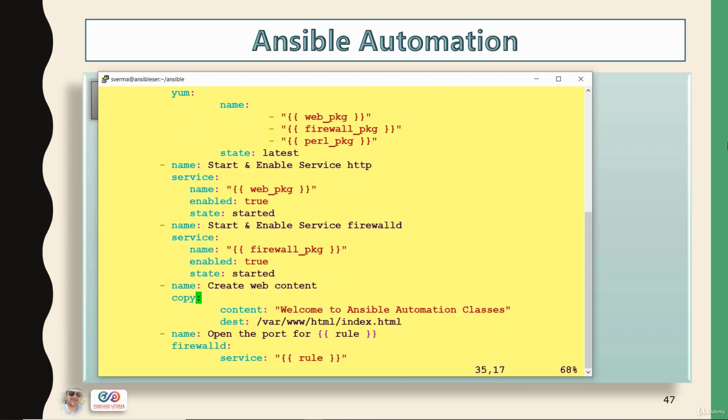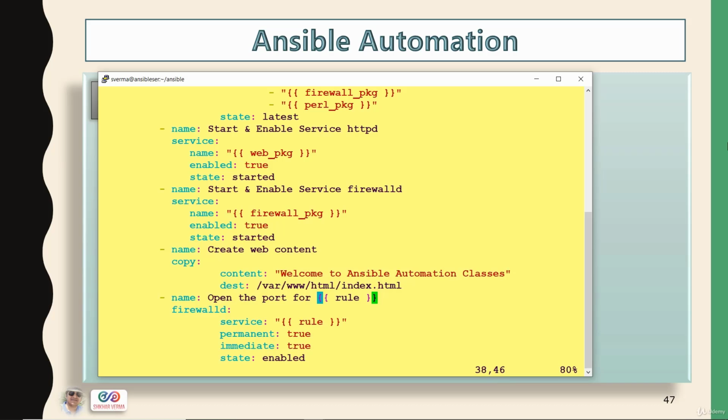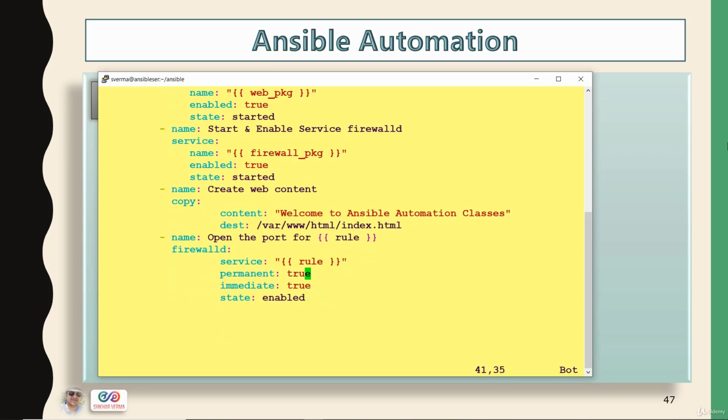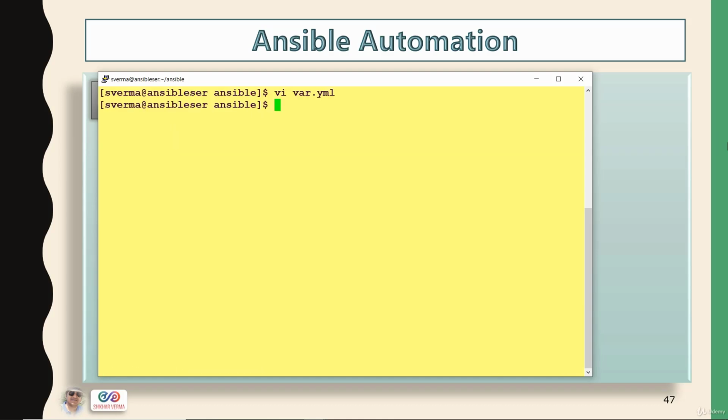And after that it is just trying to start and enable the service, that is httpd and firewalld, right? And the next task is to create the web content and open the port. So that's a very simple playbook. Let me come out from this one, and the very first step, ansible --list-hosts webserver.